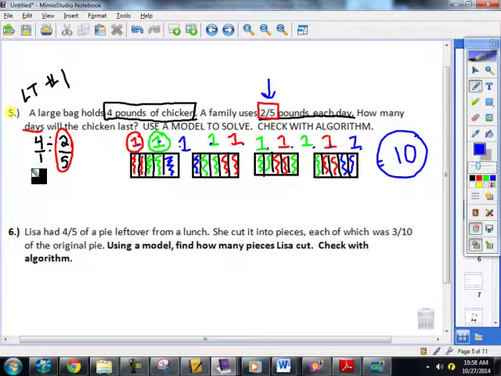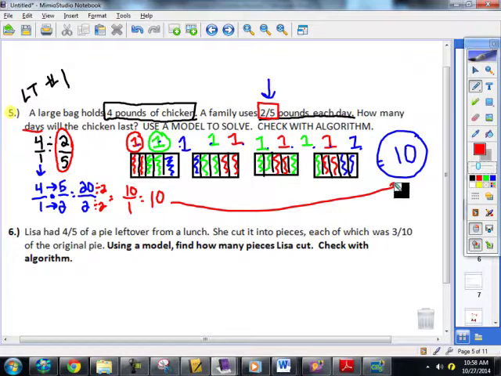Now you must use the algorithm to check, because it better be the same answer or you've done something wrong. Dividend always stays the exact same. Divide is going to become multiply, and the reciprocal of 2/5 would be 5/2. Multiply top times top, bottom times bottom. You get 20/2. I know that the greatest common factor of 20 and 2 is definitely 2. And I'm going to get 10/1, which equals 10, which is what we said it should equal.